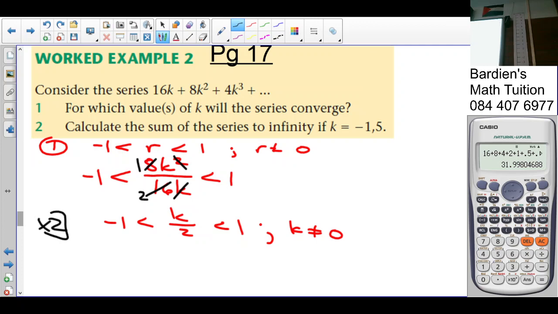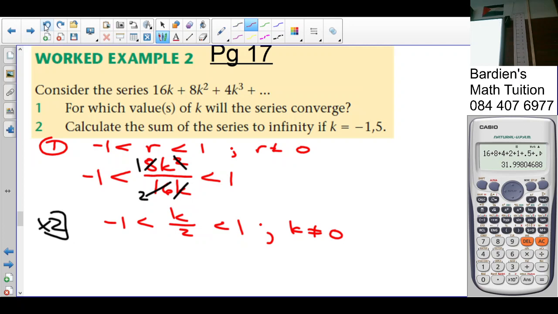Otherwise you could have divided by what? If you really want to divide, half is. Can you see that? So this would have been a half k. To get k on its own, I would have divided by half. Okay? So either divide by half or multiply by 2.